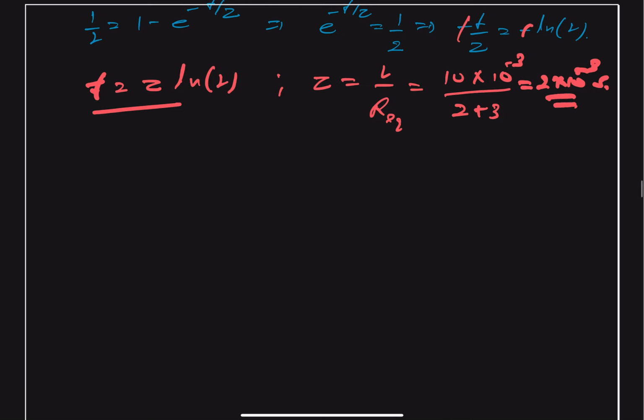So therefore we get T is equal to 2 into 10 to the power minus 3, and natural log of 2 is given as 0.693. So this gives us T is equal to 1.386 into 10 to the power minus 3 seconds.